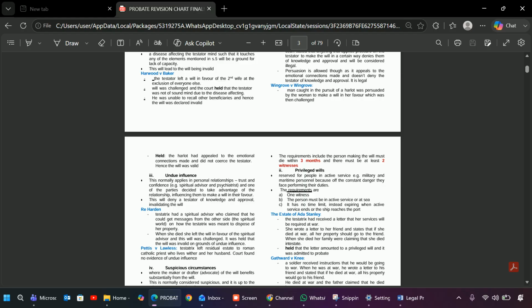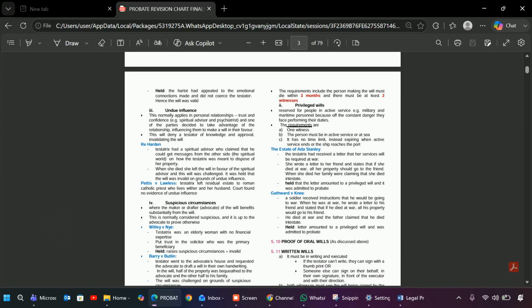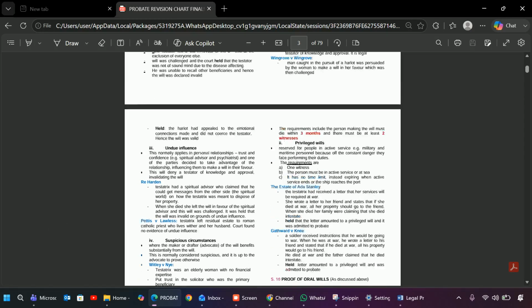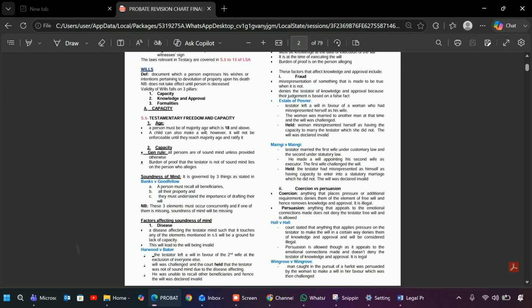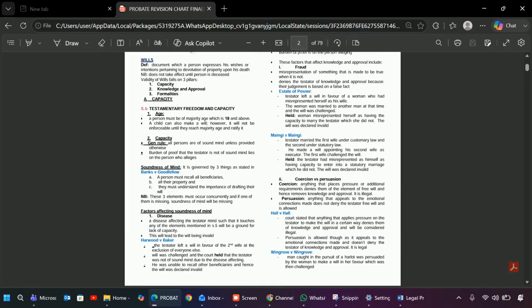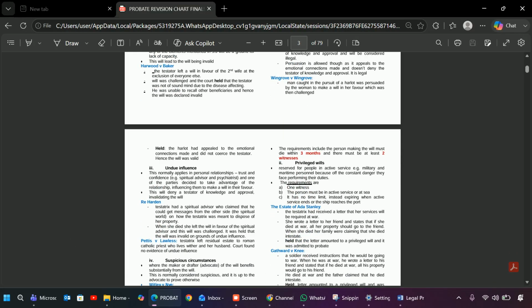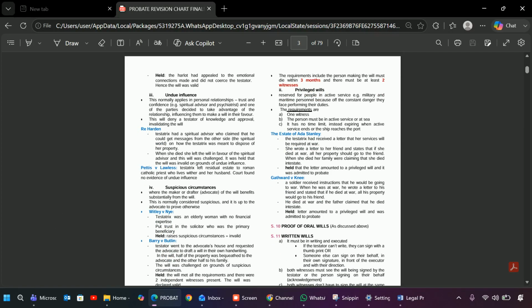Then you have the case of Pettis versus Lawless. Testatrix left residual estates to a Roman Catholic priest who lived with her and her husband. Court found no evidence of undue influence. We have another factor known as suspicious circumstances. So remember, when it comes to the factors affecting knowledge and approval, we have fraud, we have coercion, we have undue influence, and we have suspicious circumstances.